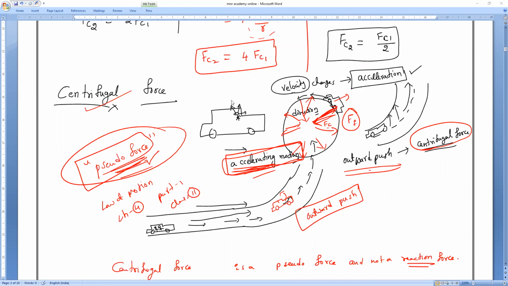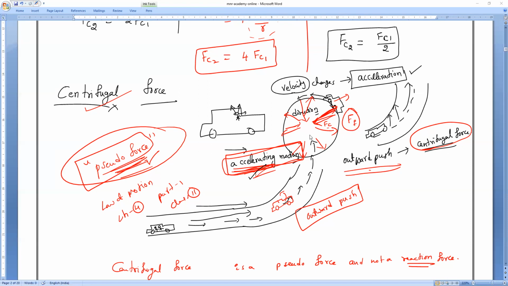Next, passengers are not physically pushed by an external agent. But why are they experiencing it, guys? Because the car is in what motion? Accelerating motion, right. Passengers are not physically pushed by an external agent. Mr. Sanjay, do you understand? Sangamitrai? Gokul Raj?